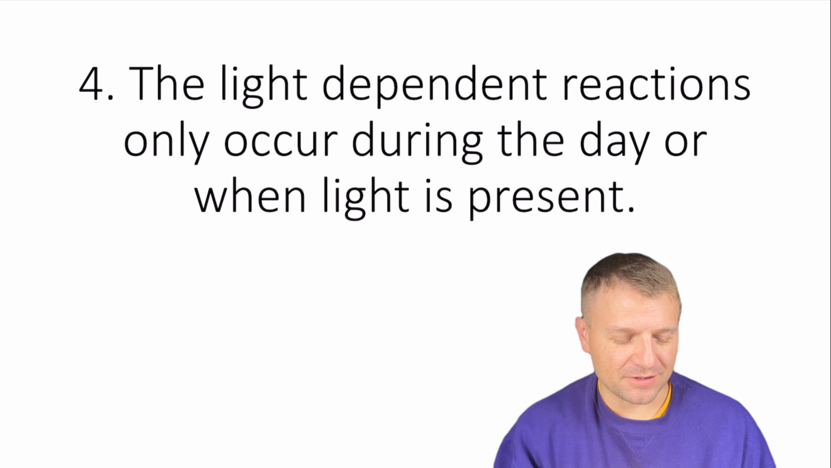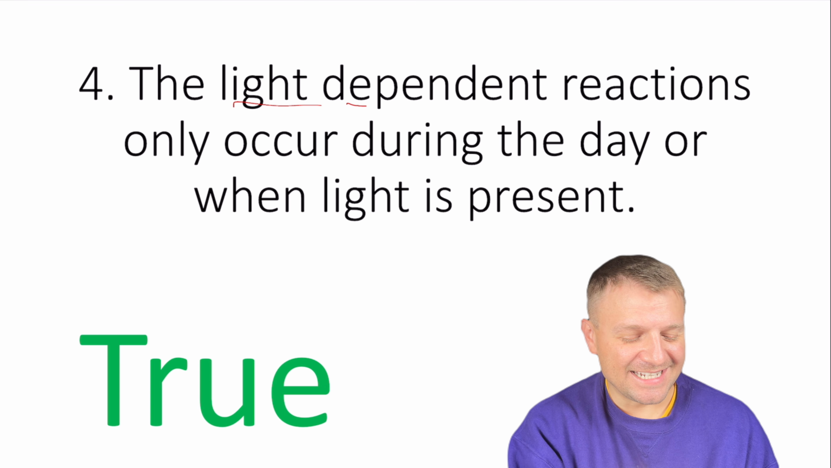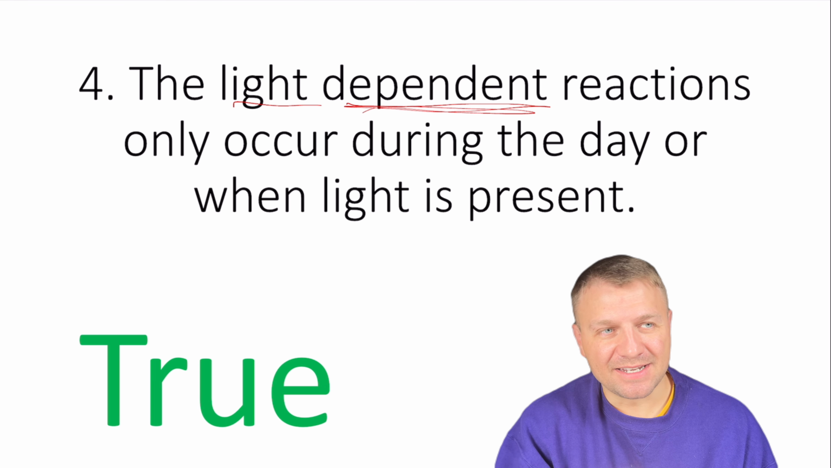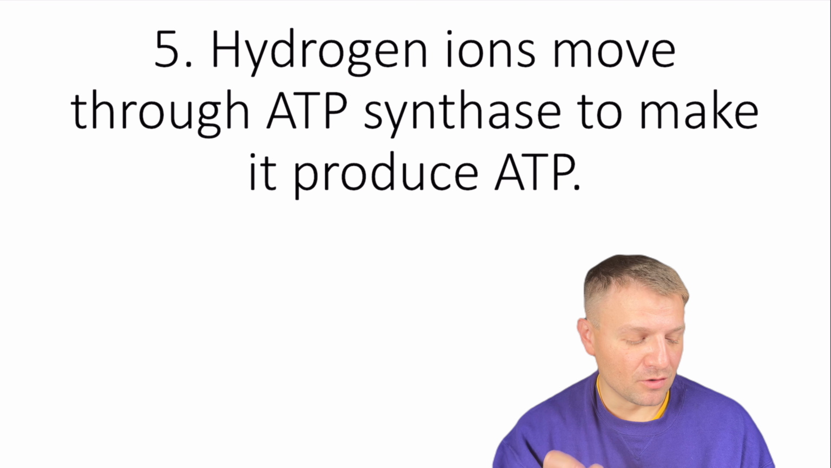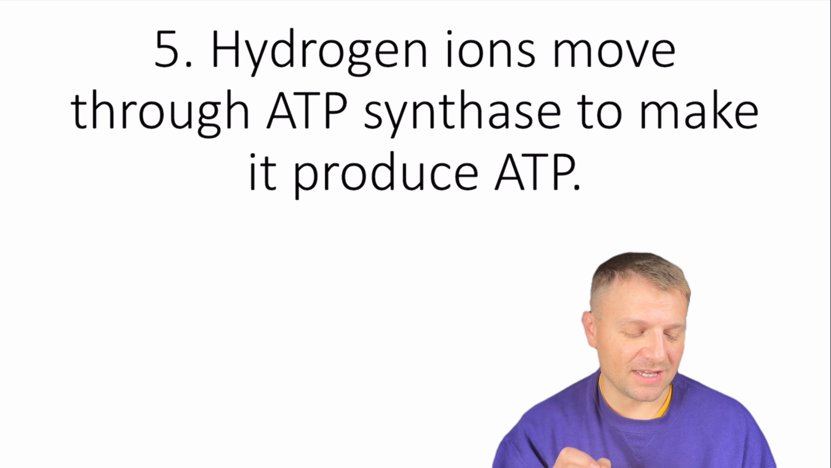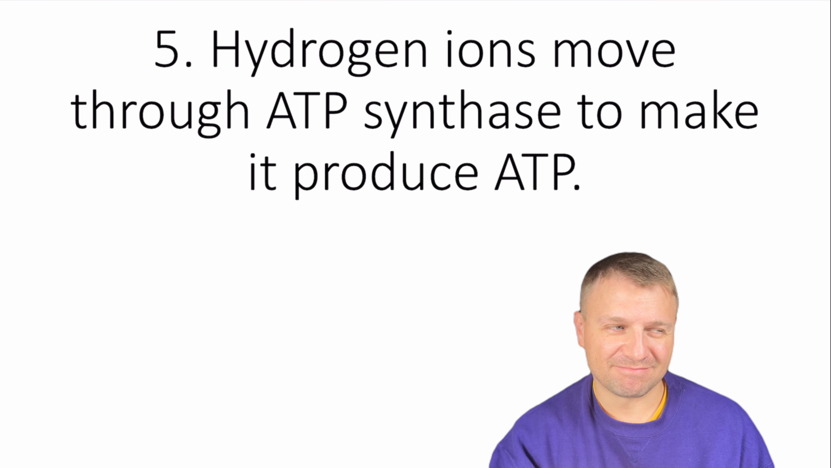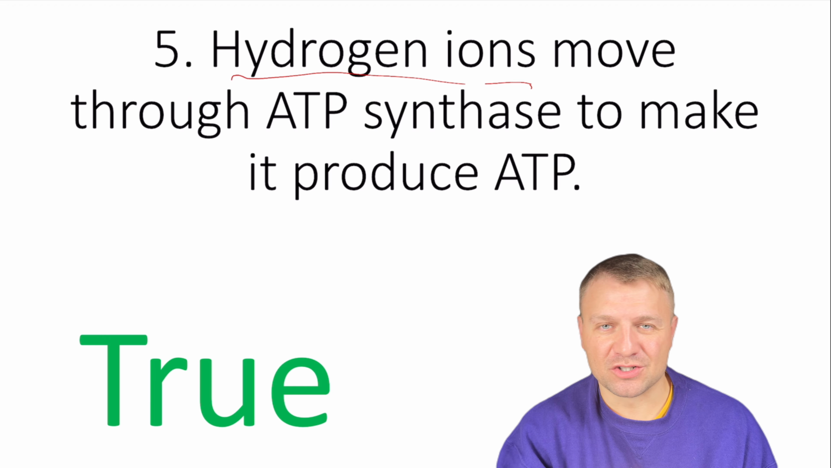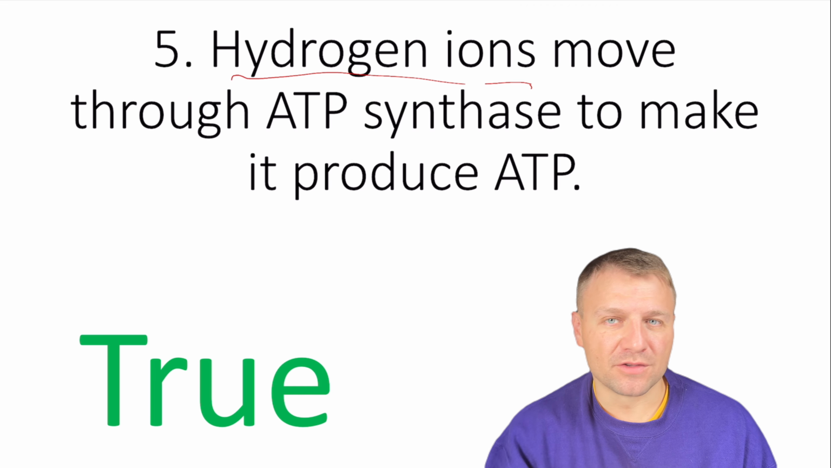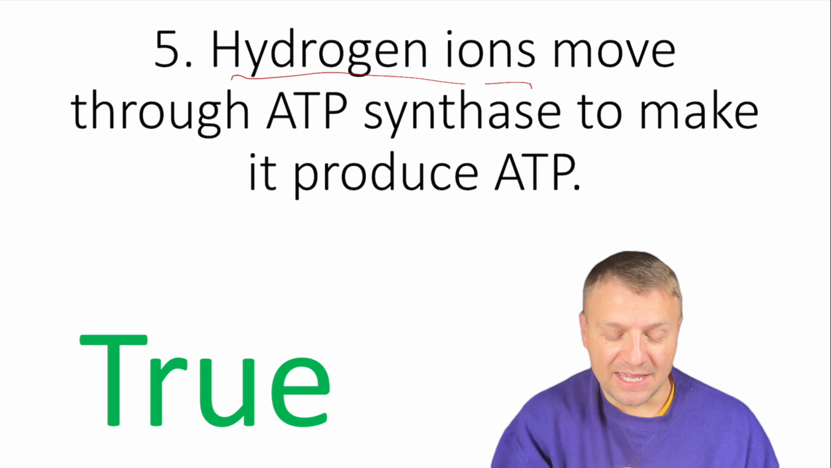Number 4, the light-dependent reactions only occur during the day or when light is present. Is this true or false? This is true. The light-dependent reactions need light that's going to be there during the day. Number 5, hydrogen ions move through ATP synthase to make it produce ATP. Is this true or false? This is true. We talked about this before. These hydrogen ions are just protons basically, and they move through that enzyme to help it make ATP.